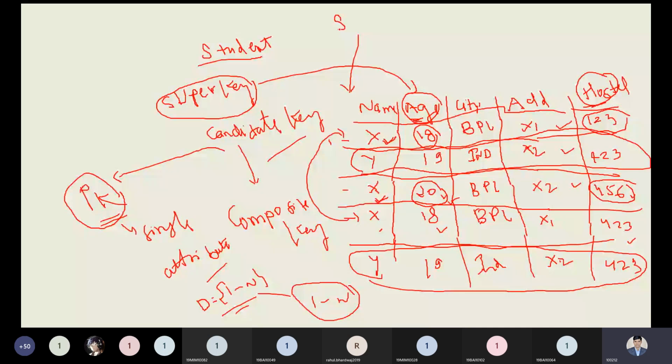If he or she has the same name, same age, same city, same address, or same hostel number, then definitely what we have by which we can identify them is his or her roll number. That we have over here in our record.